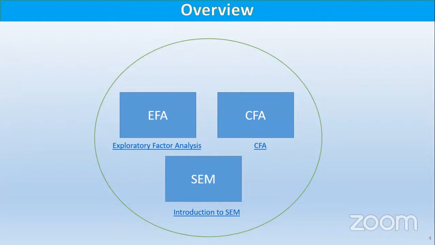So this is the overview of structural equation modeling. Let us start with exploratory factor analysis. In exploratory factor analysis, we are exploring the latent factors of our model. And in confirmatory factor analysis, we have an a priori model with us. We have to confirm the theory and the a priori hypothesized model. In structural equation modeling, we have the factor analysis part as well as the regression part.